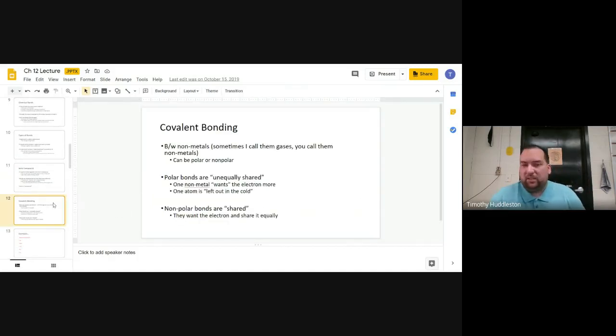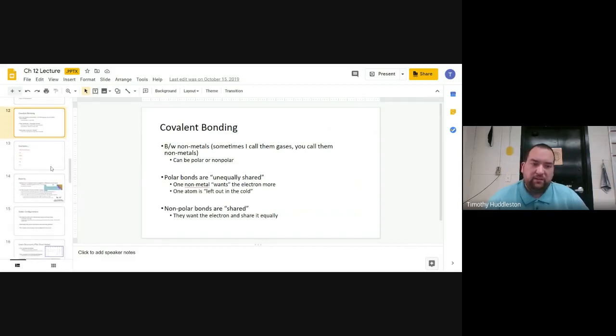Covalent bonding, as I said, is between nonmetals. Sometimes I call them gases, and that's just a mistake that's been ingrained in me by other chemistry teachers throughout my life. That's incorrect. You have to call them nonmetals. And remember, nonmetals are the elements to the right of the metalloids. Everything else here, you can pause the video and read for yourself. We've already covered that, so I'm not going to spend too much time on it.